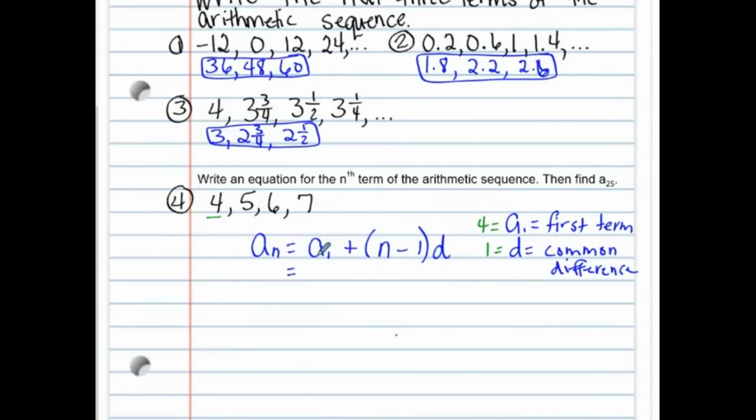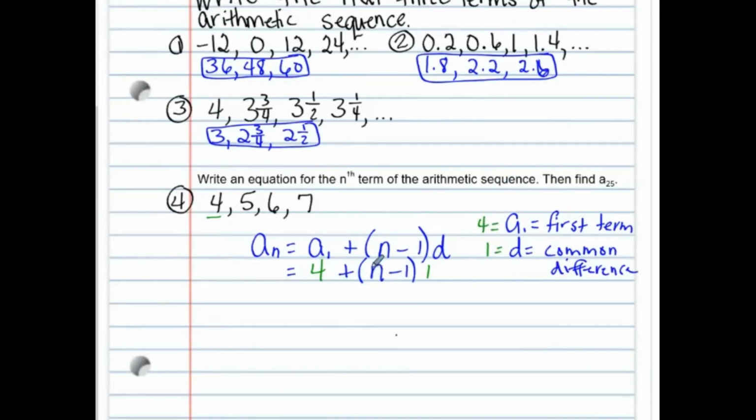So we have a sub 1. Instead of that, we're going to substitute it with 4 plus, open parentheses, n, we're going to leave it alone, n, and then we're going to put minus 1, and then d is the number that we found that we're going to sub, which is 1. So the 2 numbers that we needed was the 4 and the 1, and that's what we plugged in.